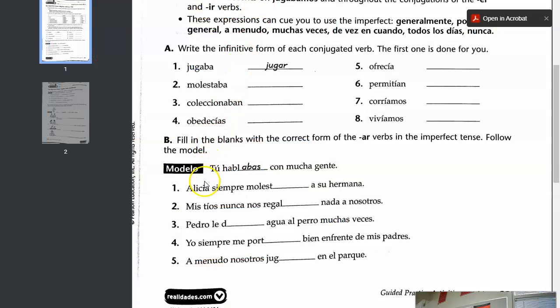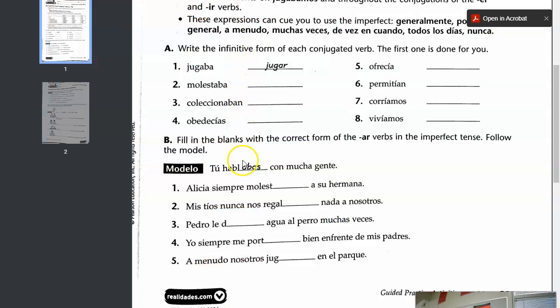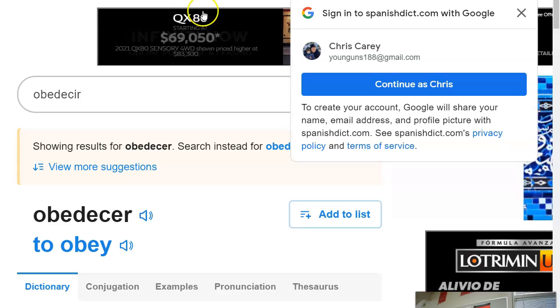If you're talking about Alicia, in this case it would be in the ella form. Él meaning he, ella meaning she. So we're going to use that ending aba and add it here. Molestaba. Alicia siempre molestaba a su hermana. Número 2. Mis tíos nunca nos... And again, these are all AR verbs. Maybe you don't know the verb regalar. Look it up. The verb regalar is to give as a gift.